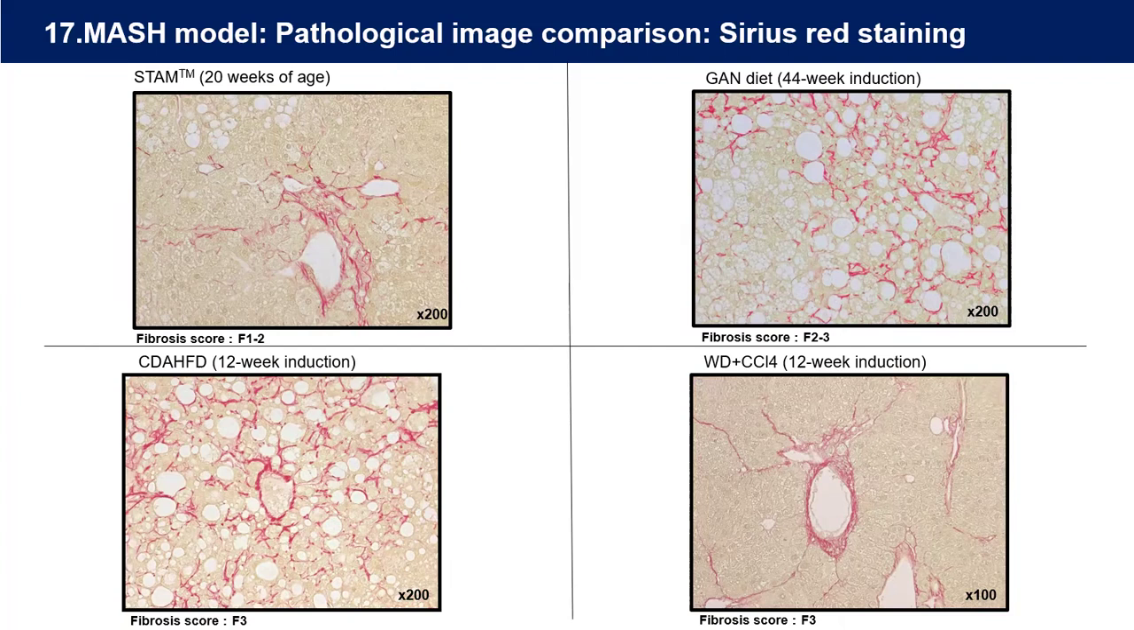In STAM model, fibrosis is observed around the central vein and spreads as the disease progresses. F1 to 2 equivalent in clinical trials. In the CDA diet model, relatively severe fibrosis is evident at stage F3. In GAN diet model, it is between F2 to 3, and the Western diet plus CCL4 model at stage F3.